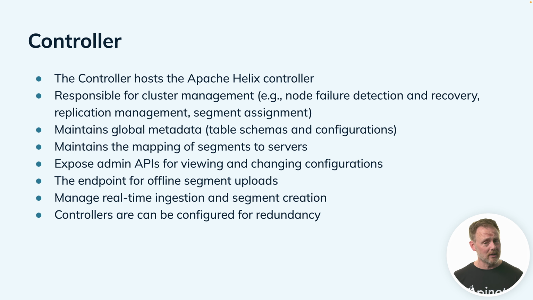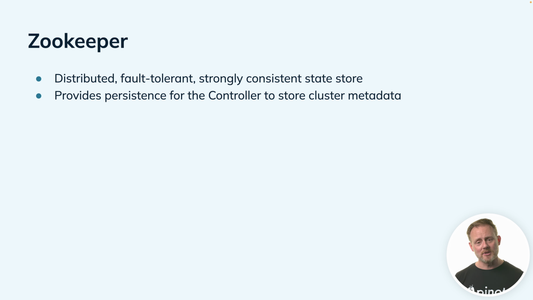And as a result, like I said, it is therefore possible to configure the controller for redundancy, for high availability. There's only ever one active controller, but we don't want to wait around for one if that one goes away. So it's possible to have some on standby. And off to the side of the controller is a Zookeeper instance, doing what Zookeeper does. It's a distributed, replicated, fault-tolerant, strongly consistent, in-memory, and also durable state store. So all of the metadata that the controller is responsible for, Zookeeper is the persistence mechanism for that metadata.